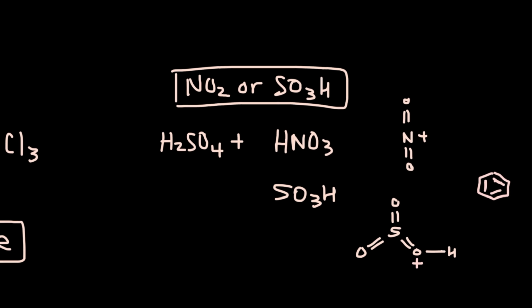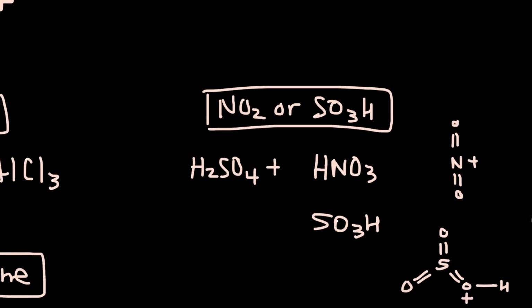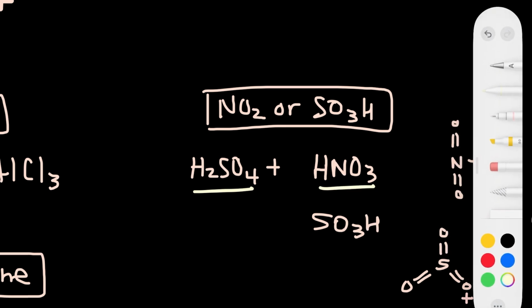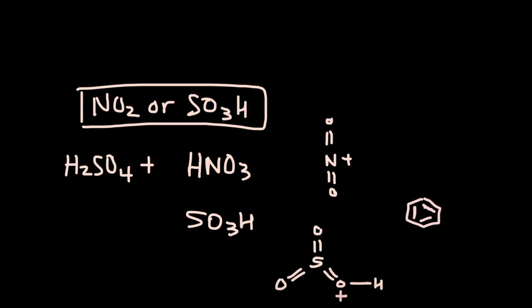And lastly, if you want to add another type of group onto your benzene, such as a nitration or sulfonation, you would use a strong acid plus your HNO3 or SO3H. Now the only thing I would warn you is when you add HNO3, your product is not HNO3. That's not what you add on the benzene ring. You actually just add NO2, okay? So this disappears and this disappears, whereas if you're using sulfonation, you add SO3H directly onto benzene.